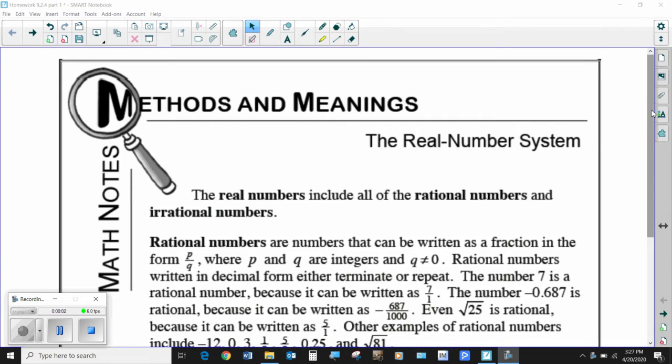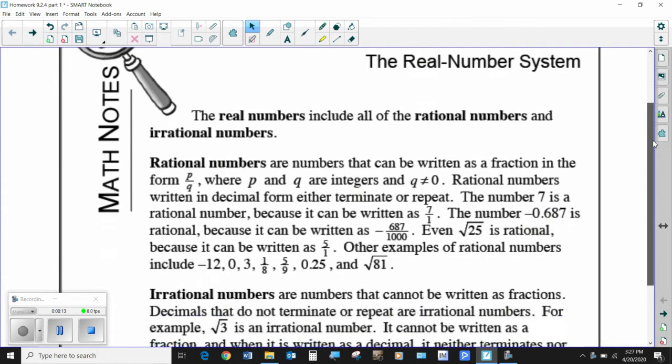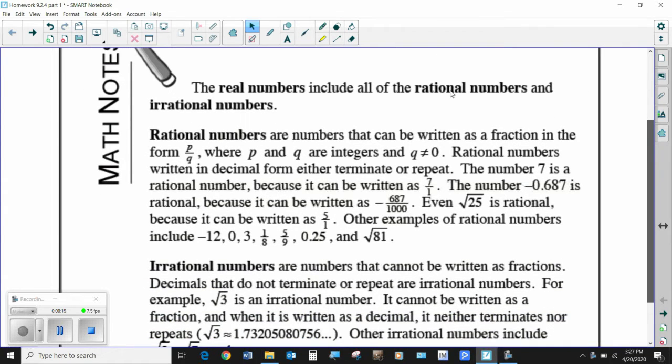All right, let's see how you did on your homework. For your M&Ms, you were just getting more information about the real number system, which I feel like we pretty much got most of that into your notes yesterday. Real numbers include all rational numbers, which are the numbers that can be written as fractions with integers. That's what this P over Q represents. It's a fraction or a rational number.